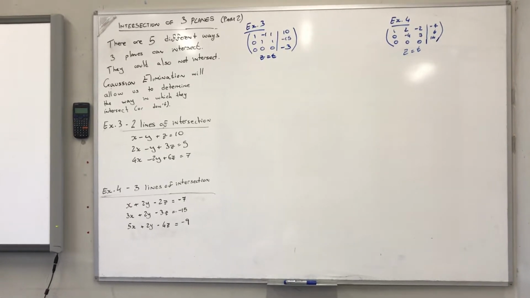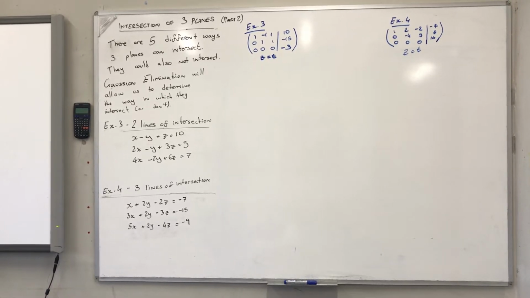Hi, so here I've got another two ways in which three planes can intersect. They can either intersect by two lines of intersection or three lines of intersection. And what they look like when you do Gaussian elimination of the system of equations is they become inconsistent matrices. So you can see that that's inconsistent because the bottom third row becomes 0, 0, negative 3. So that's what should happen when it has two lines of intersection or three lines of intersection.